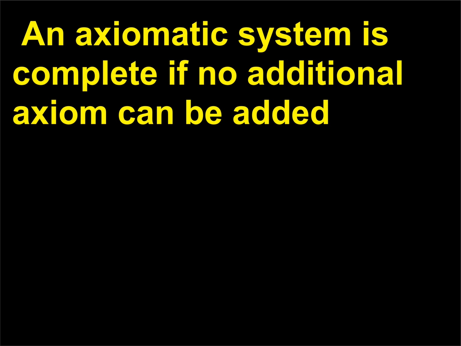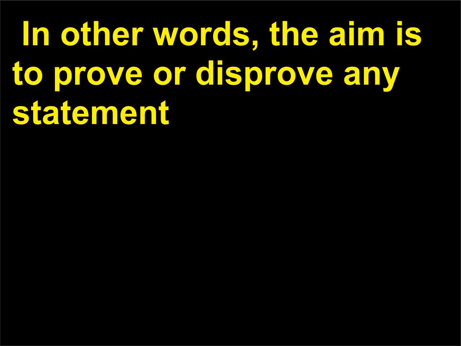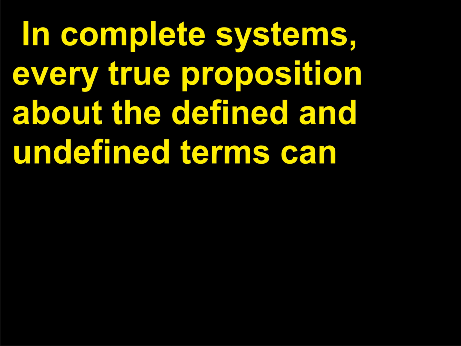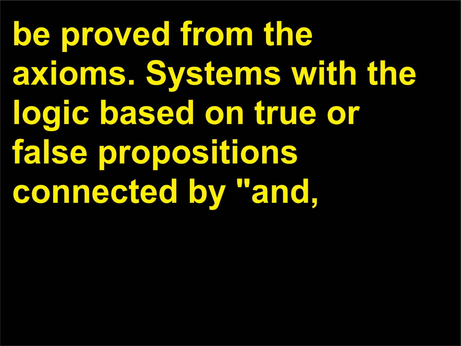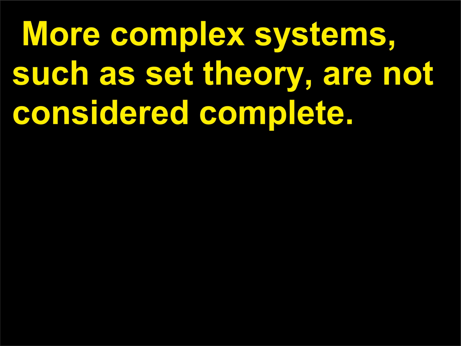An axiomatic system is complete if no additional axiom can be added to the system without making the new system dependent or inconsistent. In other words, the aim is to prove or disprove any statement about the objects in the system from the axioms alone. In complete systems, every true proposition about the defined and undefined terms can be proved from the axioms. Systems with the logic based on true or false propositions connected by and, or, and not are complete, as are those that include quantifiers. More complex systems, such as set theory, are not considered complete.